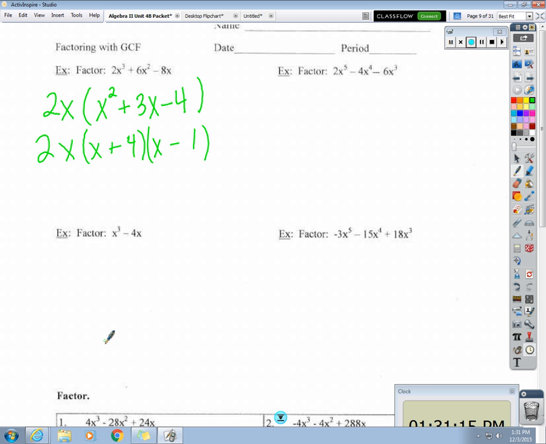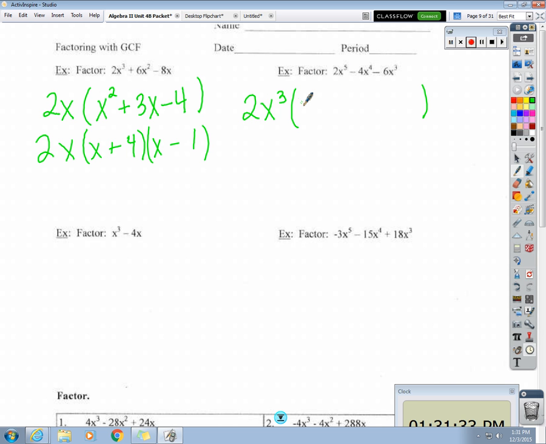Alright, now let's look at the next example. What would the GCF be for this example? 2x cubed. Because 2 is the smallest number, and x cubed is the smallest variable. So we factor it out. Now let's talk about what's left.